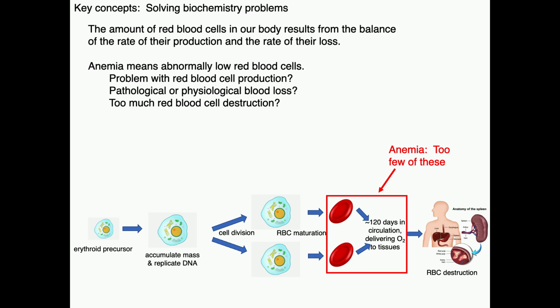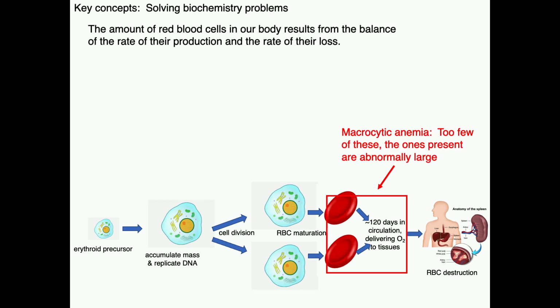The patient had a macrocytic anemia, right? We know what anemia means. Macrocytic means large cells. So there are few red blood cells, but the ones that are there are abnormally large. That gives us a clue as to the origin of the underlying cause of the anemia.